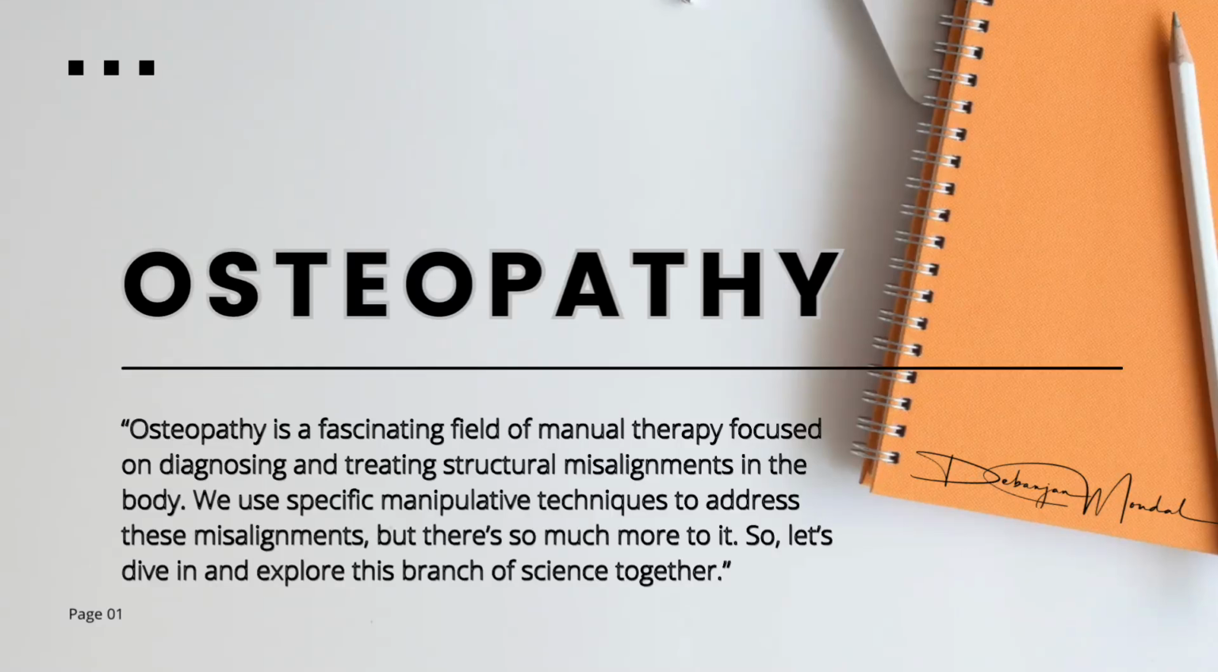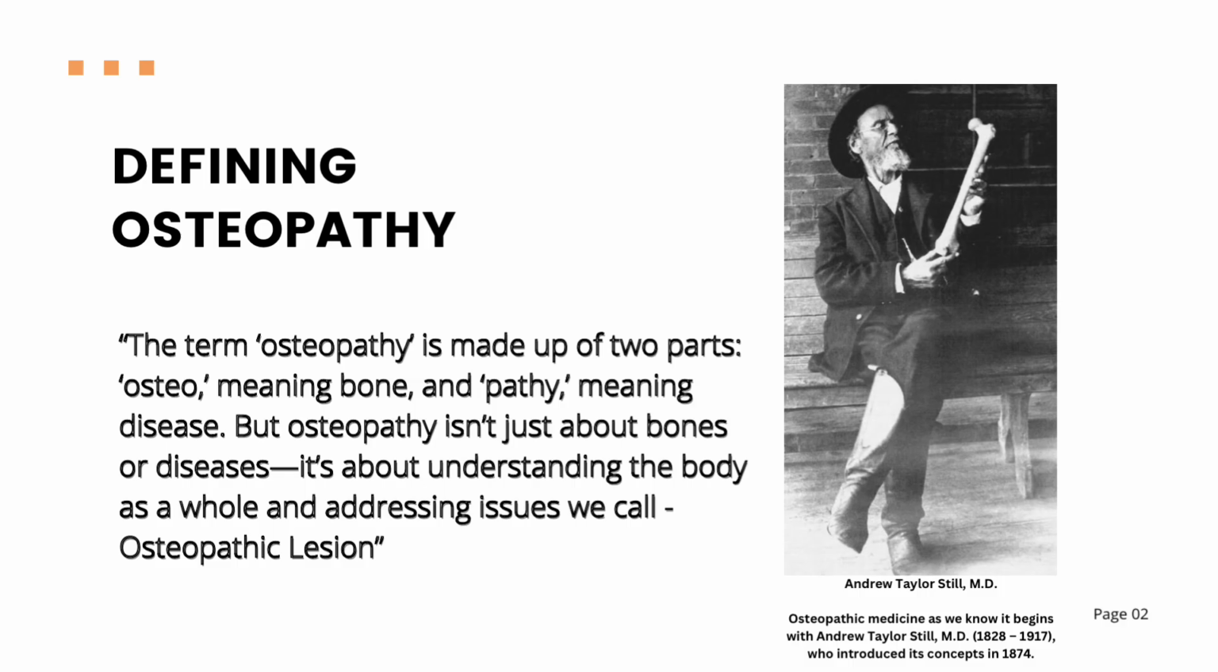Osteopathy is a fascinating field of manual therapy focused on diagnosing and treating structural misalignments in the body. We use specific manipulative techniques to address these misalignments, but there's so much more to it. Defining osteopathy. The term osteopathy is made up of two parts: osteo, meaning bone, and pathy, meaning disease. But osteopathy isn't just about bones or diseases, it's about understanding the body as a whole and addressing issues we call osteopathic lesion.